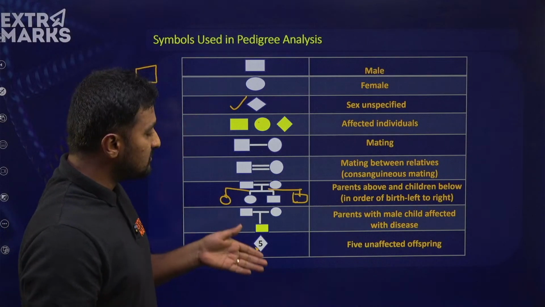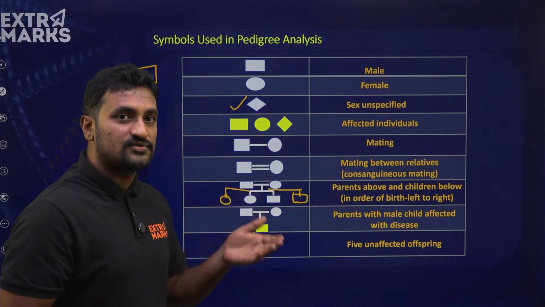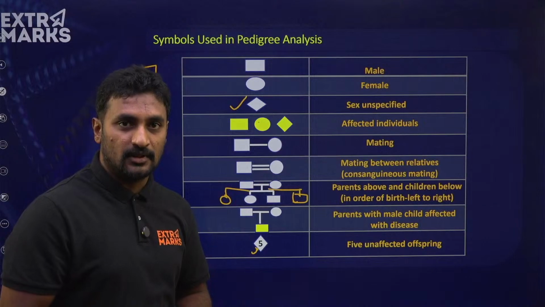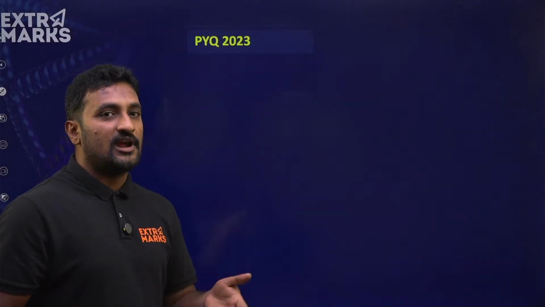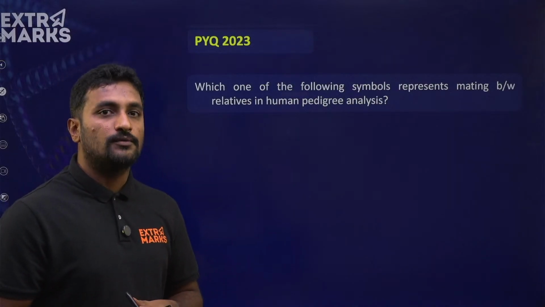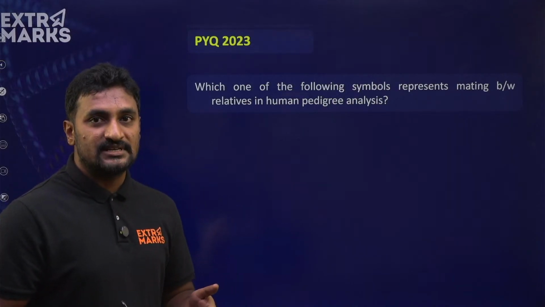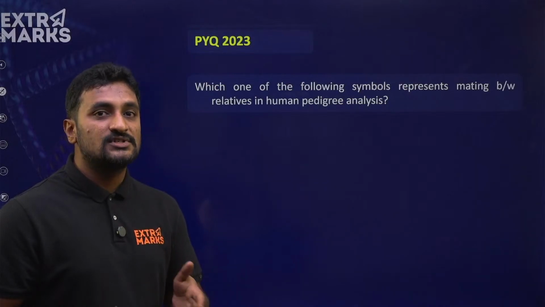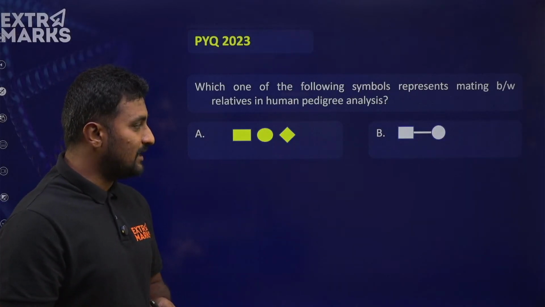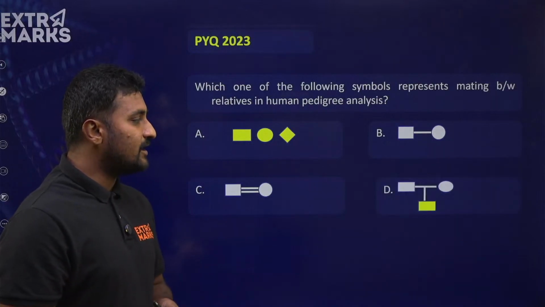Okay. Now sometimes in your exam they will use this kind of symbols and they will ask you to tell what exactly the meaning of that symbol is. Now let us take one question which came in PYQ 2023. So the question was, which one of the following symbols represents mating between relatives in human pedigree analysis? Option A, option B, option C, and option D.